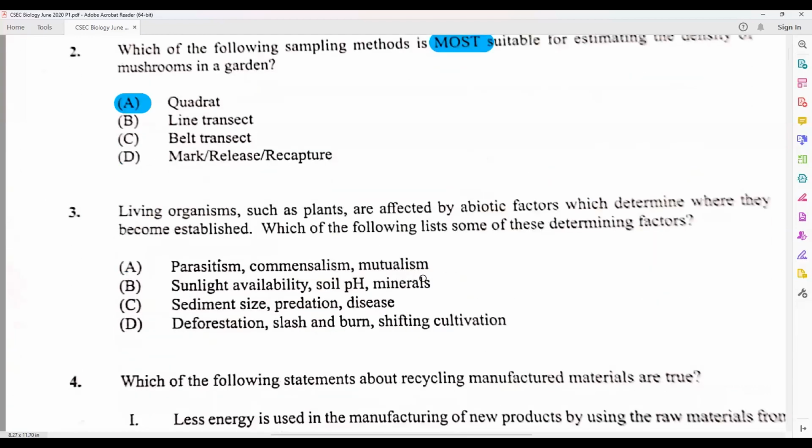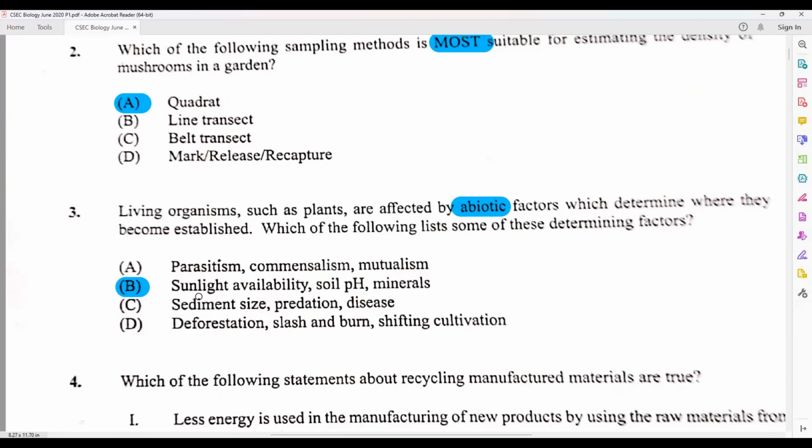Number 3, living organisms such as plants are affected by abiotic factors which determine where they become established. Which of the following lists some of these determining factors? Abiotic factors, these factors are not living, so we want to see which grouping from the answers provided has that, and the best answer is B. Sunlight availability, soil pH, minerals.